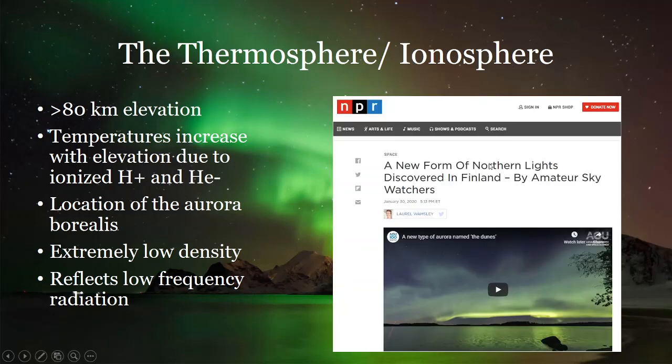And also, there's a really cool new formation of northern lights that was recently discovered, where they had these kind of vertical ribbons going across the sky. So there's new research and new findings about things going on in the ionosphere all the time. Another cool thing about the ionosphere is that it's responsible for reflecting a lot of low frequency radiation, such as radio waves or even longer wavelengths. So it provides that sort of protection due to that ionization, which is pretty cool.